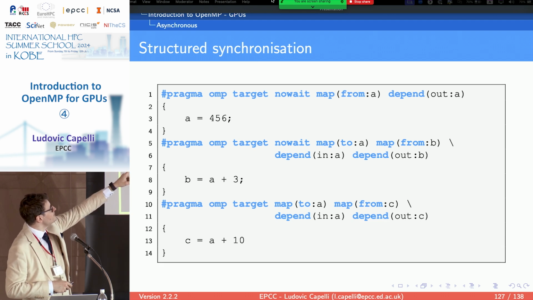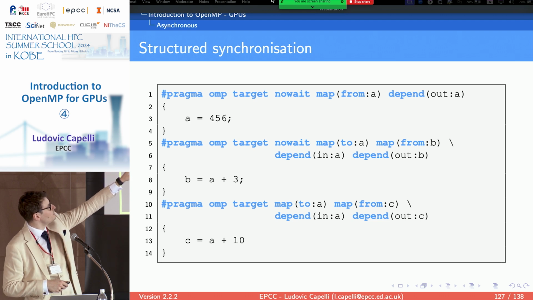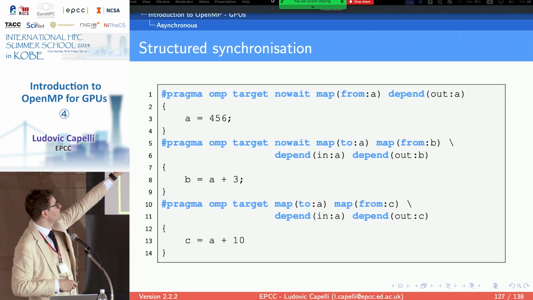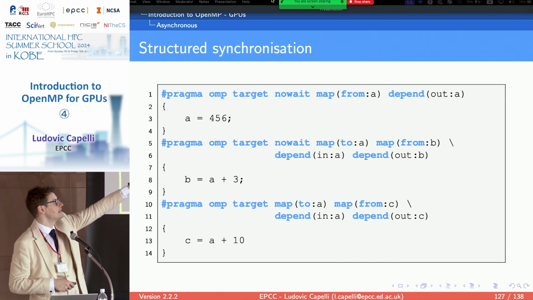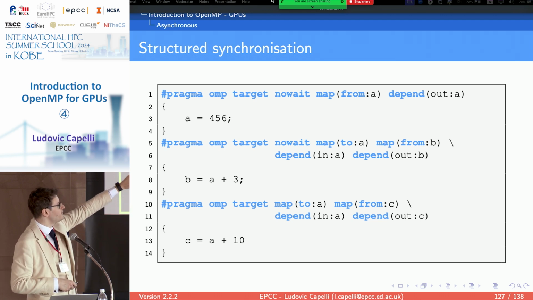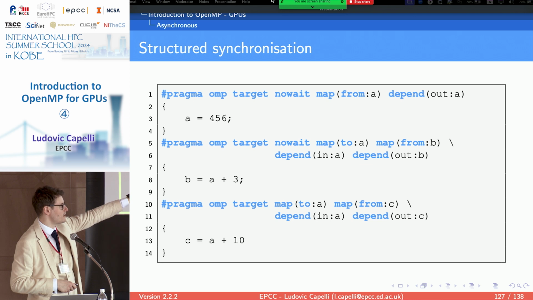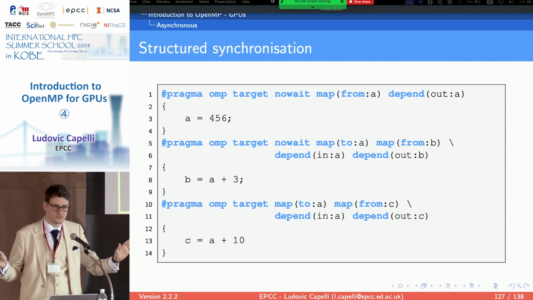So what happens here is we say, the first target is going to write into A. The second target will read from A and write to B: depend in A, depend out B. And the third target is going to read from A, depend in A, and write to C: depend out C. So far, so good?